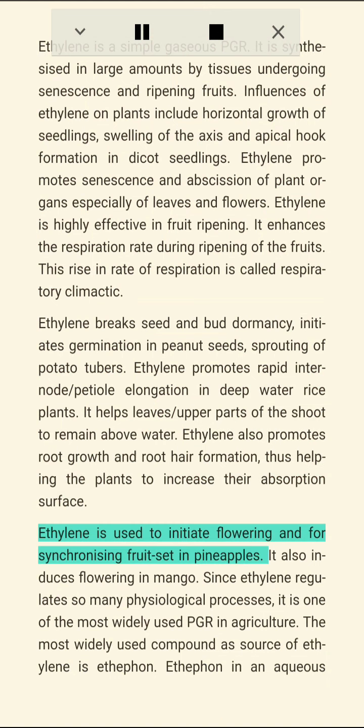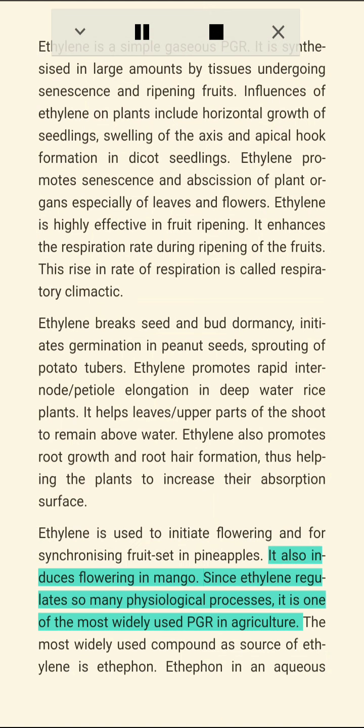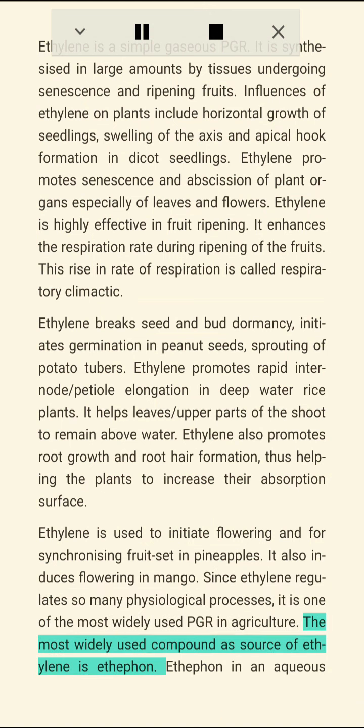Ethylene also promotes root growth and root hair formation, thus helping the plants to increase their absorption surface. Ethylene is used to initiate flowering and for synchronizing fruit set in pineapples. It also induces flowering in mango. Since ethylene regulates so many physiological processes, it is one of the most widely used PGRs in agriculture.